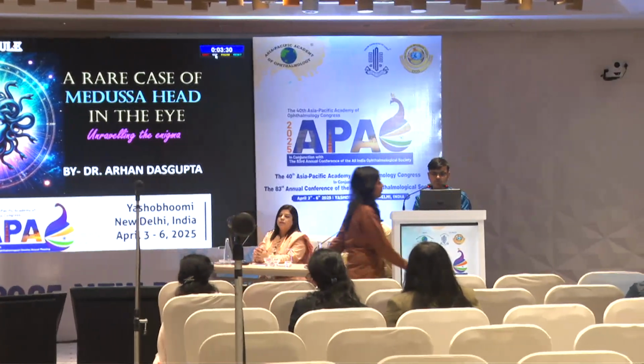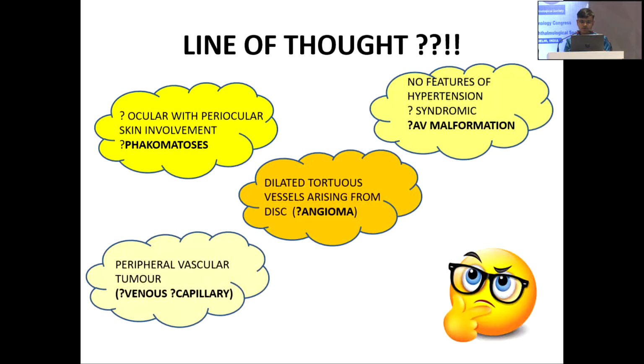Okay, good afternoon. I'm here to present a rare case of medusa head in the eye, unraveling the enigma. Now, a medusa head in the eye, what can be the line of thought? Maybe a phacomatosis or an angioma, or maybe some peripheral vascular tumor arising in the retina, or maybe some systemic features of hypertension or AV malformations.